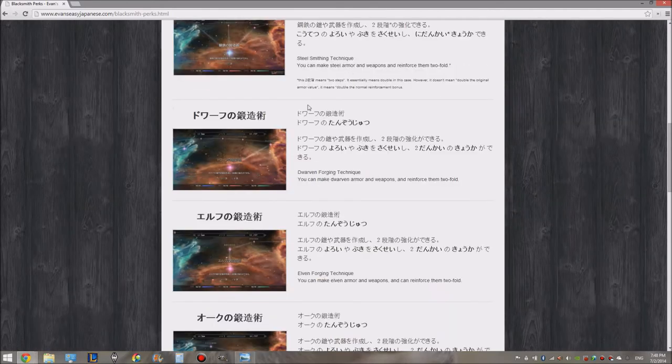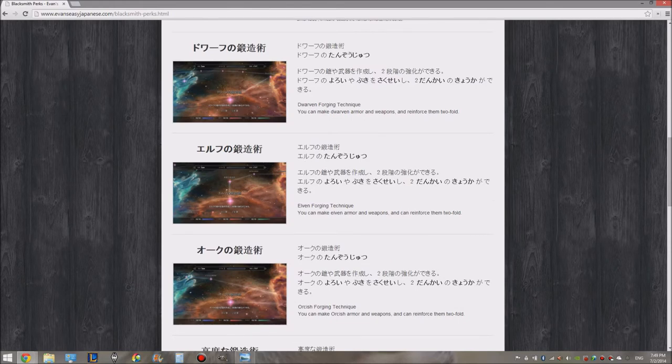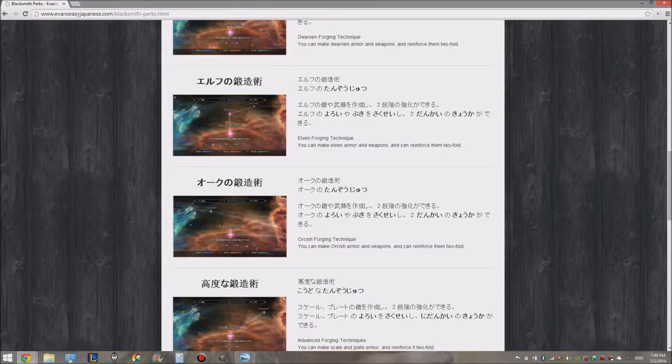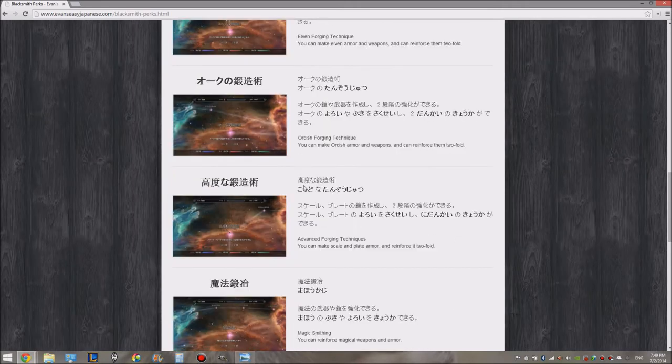Okay, so now that we got that pretty cleared, unfortunately this video is kind of boring. It's just the same thing over and over again. Dwarf no Tanzōjutsu, dwarf smithing techniques, same thing but with dwarf. Elf no Tanzōjutsu, same thing but with elven stuff. Orc no Tanzōjutsu, same thing but with orcs. Here's a new one. Kodo no Tanzōjutsu. Kodo means advanced, sort of. This is the kanji for tall slash high, and degree. High degree smithing techniques.